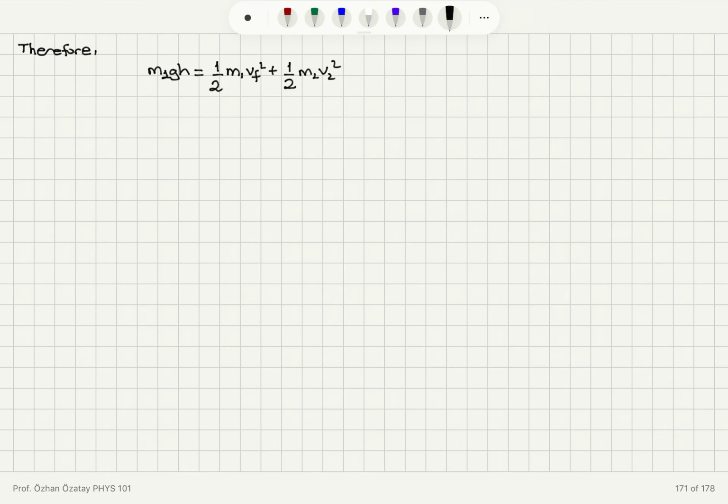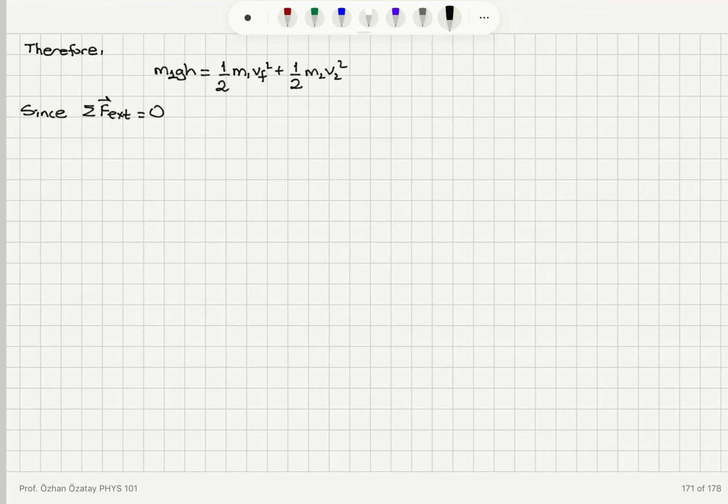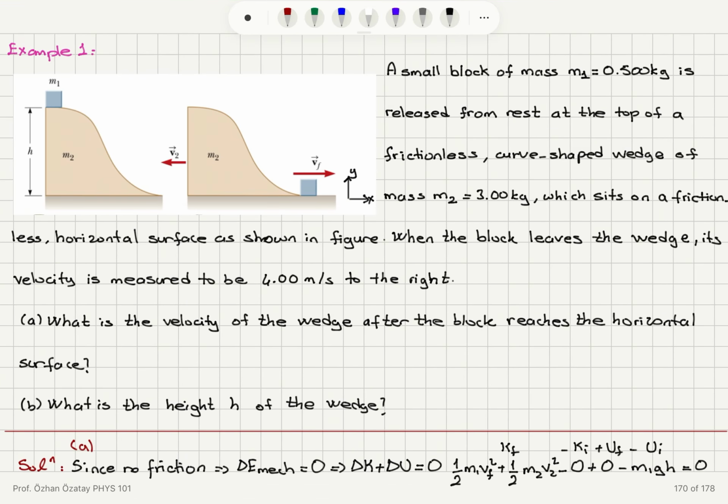Now I can also see that there is no net external force acting on this system. So for the system of the wedge plus m1, plus the earth, we have internal forces. Those are the weight and the contact force in between these objects, but we don't have anything external to this system.